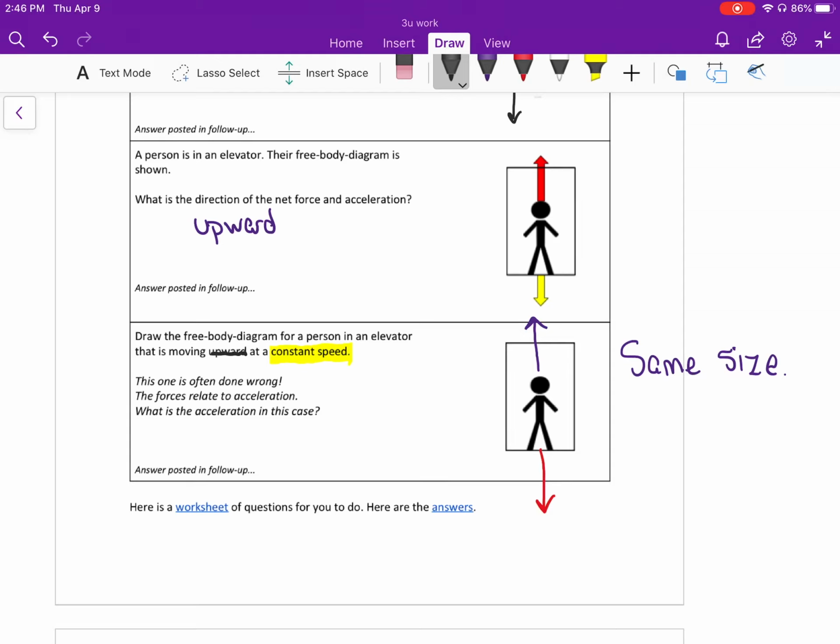That last one is the one that's most commonly goofed up. People think that since it's moving up, the upward force has to be bigger. At some point, the upward force had to be bigger to get it moving up, but once it's moving up at a constant speed, those two forces are exactly the same size.